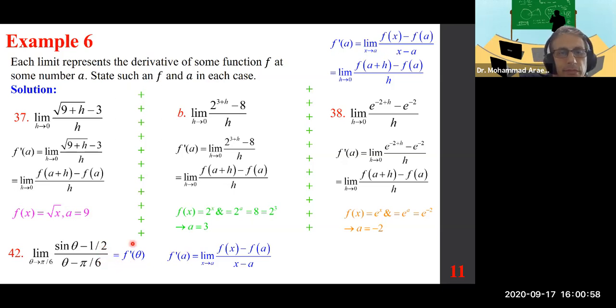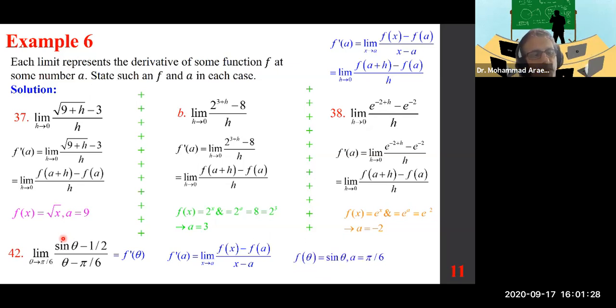Compare. What is f of theta? What is a? Let's start with the easy one. What do you think a is? Remember, x is replaced with theta. So theta is approaching pi over 6, right? And this is the denominator. So that's your a, very simple. And this is f of x, or f of theta. It's pretty straightforward. It's just a matter of comparison, class.